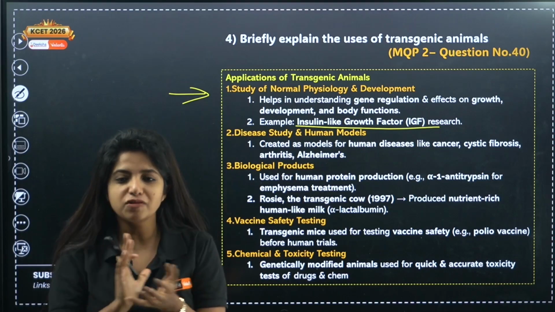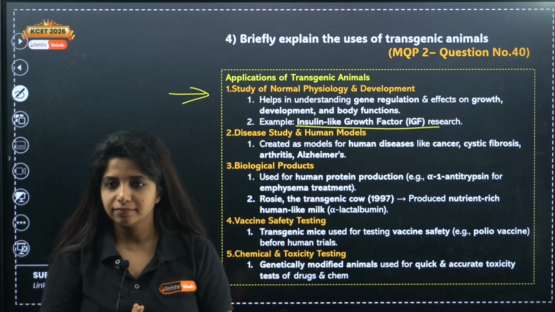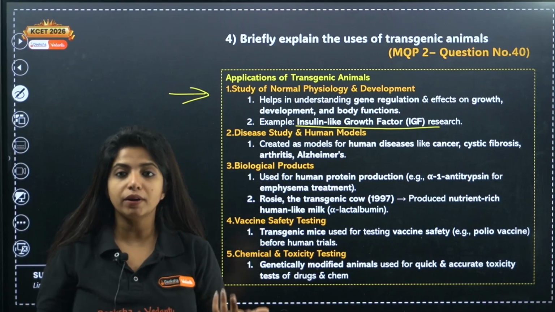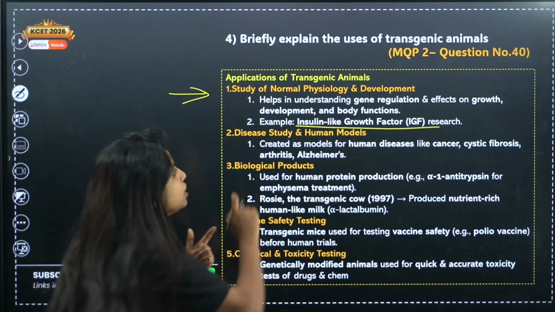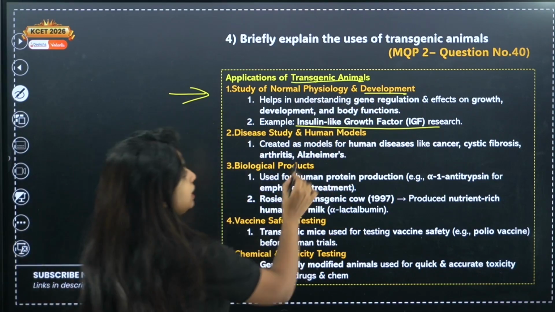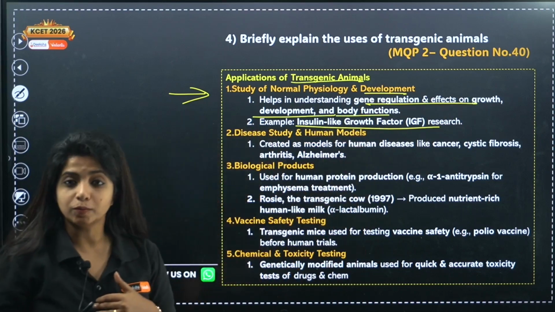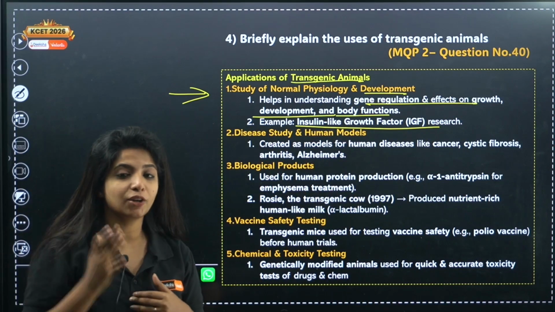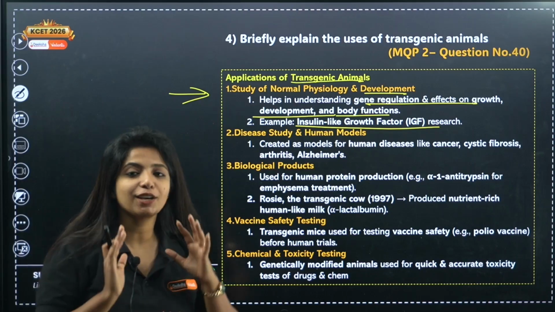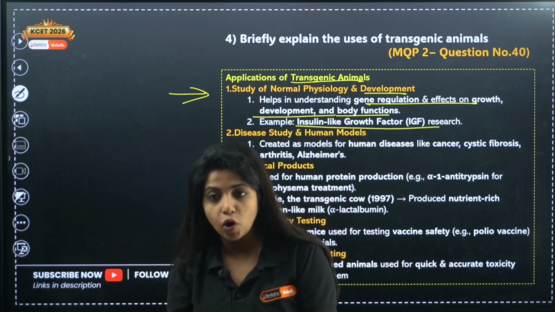What did people think of? People thought, why not put it inside animals and see how gene regulation works, how its effects work on development, on bodily functions, everything. So to study normal physiology and development, transgenic animals were super important. It helps in understanding gene regulation and effects on growth, development and body functions. Now, at least some of you might be thinking that this is wrong, right? Well, absolutely yes, it is definitely wrong, which is why there are very strict rules that follow it.